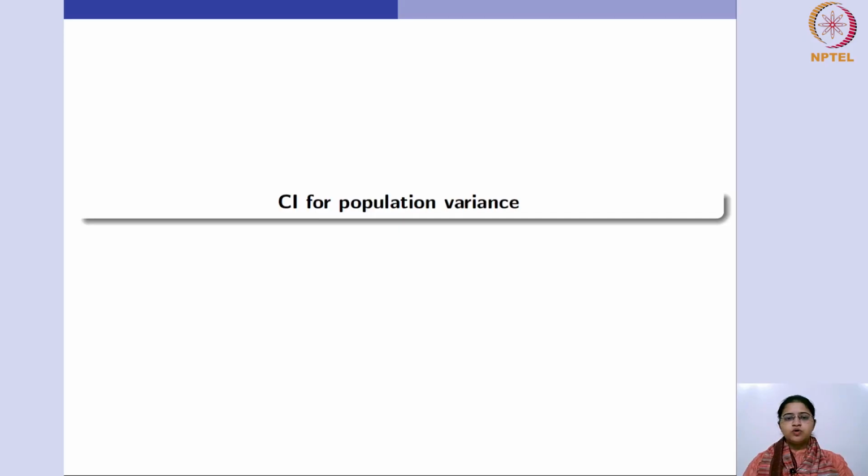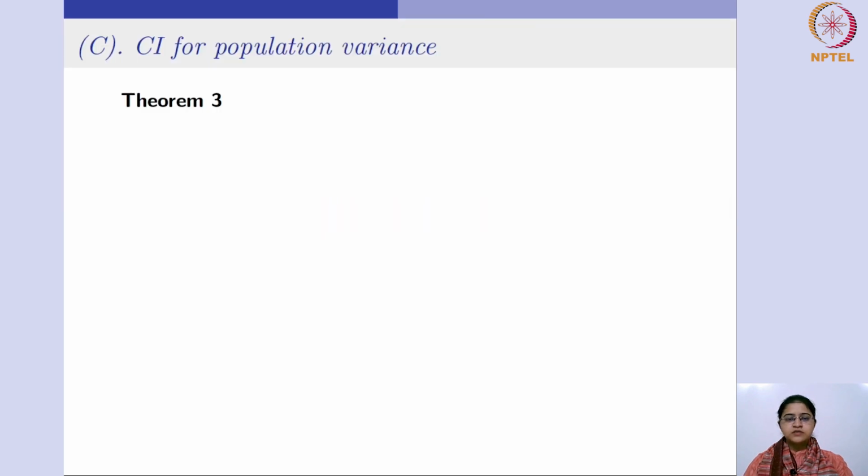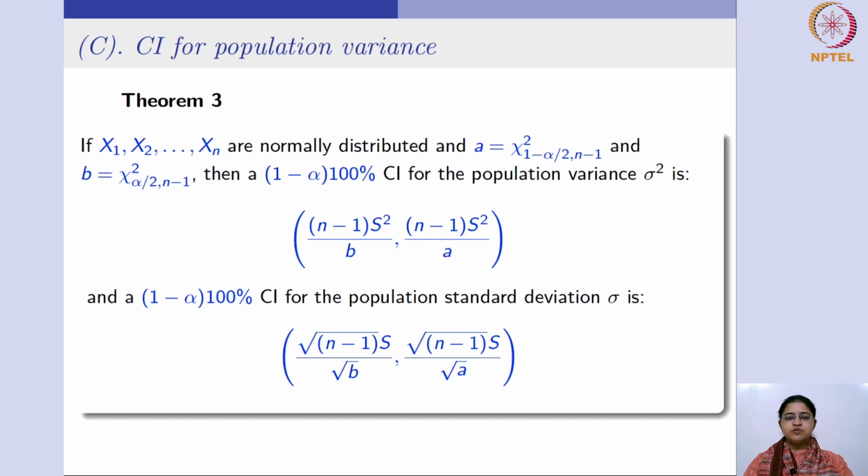So we are done with the confidence interval for population mean, and the next one is finding the confidence interval for population variance. Let us see what is the result for that. The theorem says that if you have a random sample coming from normal distribution and you have these 2 points A and B defined as these chi-square values for n-1 degrees of freedom, then the 1 minus alpha 100% confidence interval for the population variance, that is sigma square, would be defined in this way.